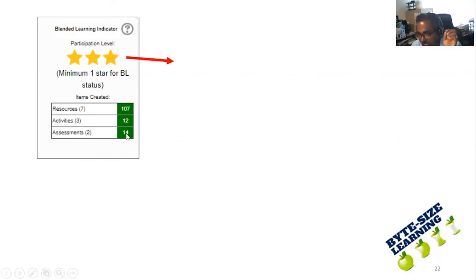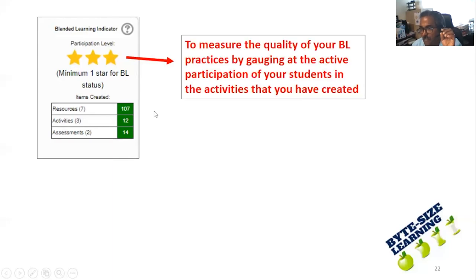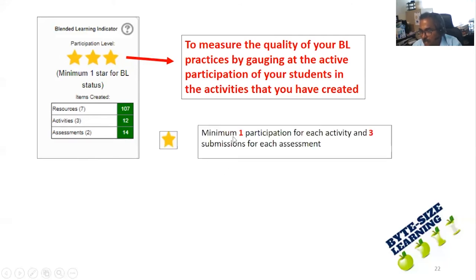And the green here shows you how much you have actually provided in your course, how much interaction the students have actually done. So this will light up as green, to measure the quality of your BL practices by gauging the activity participation of your students in the activities that you have created. So that's all the star indicates. Now, a minimum of one participation for each activity and three submissions for each assessment. That's what it means by one star. So you get one student participating, fulfilling the three activities that you have already given. That's good enough. You already fulfill that criteria.